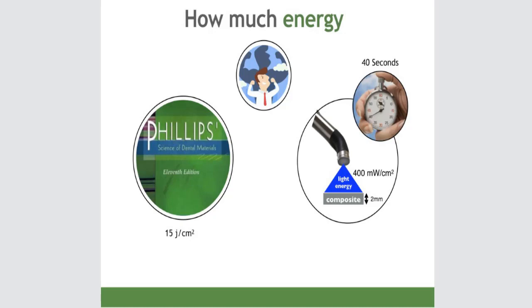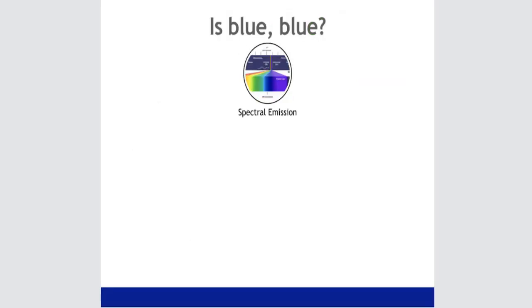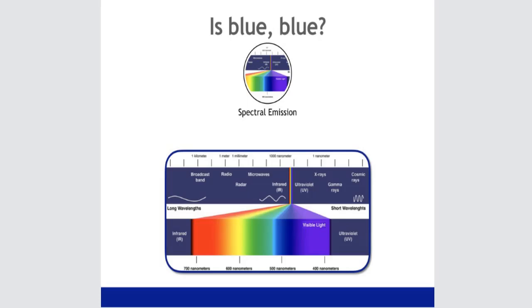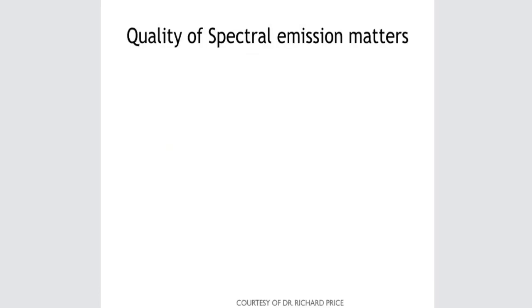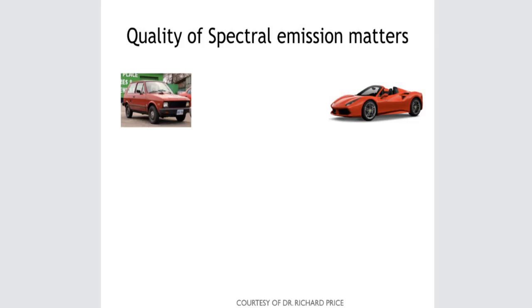How many people cure their composite or their adhesive for 40 seconds? I would say very few people do that in my audience tonight. So let's talk about what we need then. This is the minimum amount of light that we need, but let's talk about practicality and what we need to look for. The next thing is blue spectral emission. We want to talk about the quality of the spectral emission. I know that all of your lights, again, are between 400 and 500 nanometers in the spectral emission. But what's the quality?